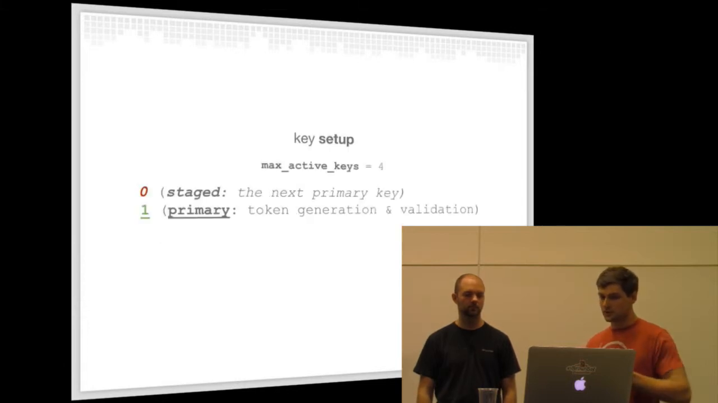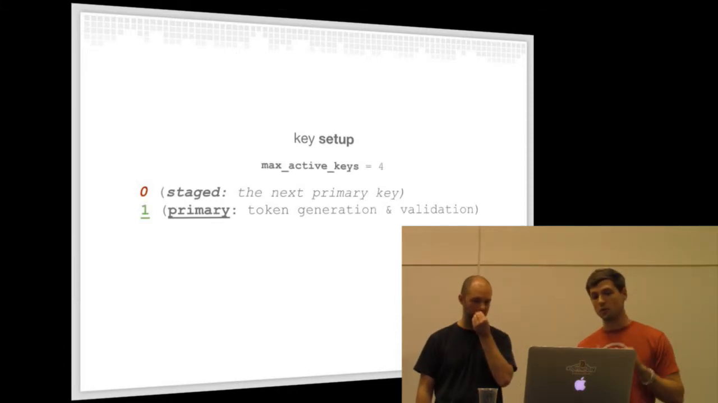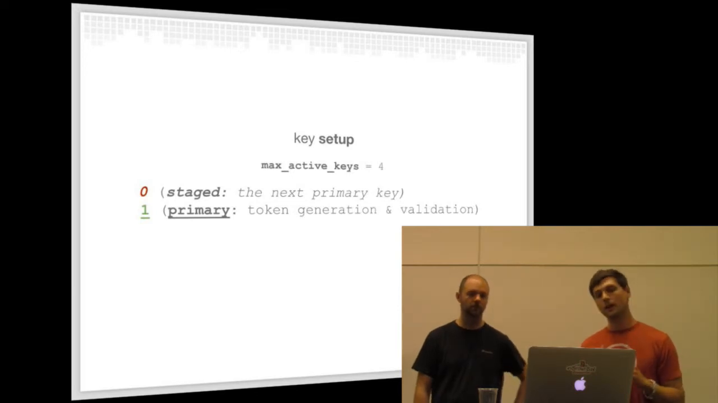So the setup, it's really easy. Say we have 4 max active keys and we run our setup once, it's going to initialize our key repository. So we'll end up with a staged key, and the staged key is always 0. The purpose of the staged key is that it's always going to be your next primary key, and the primary key is the key that actually encrypts and returns the token back. So your primary key is the one that's doing the encryption. And the primary is always the one with the highest index.